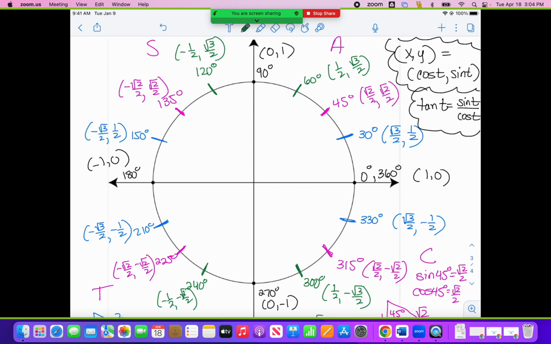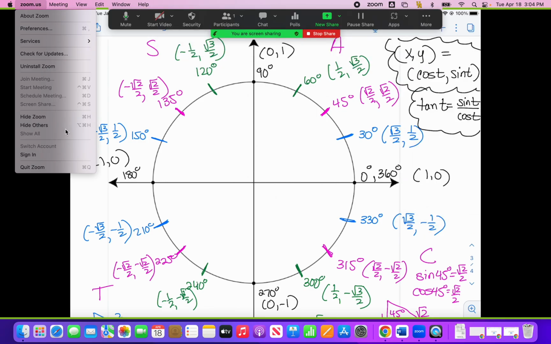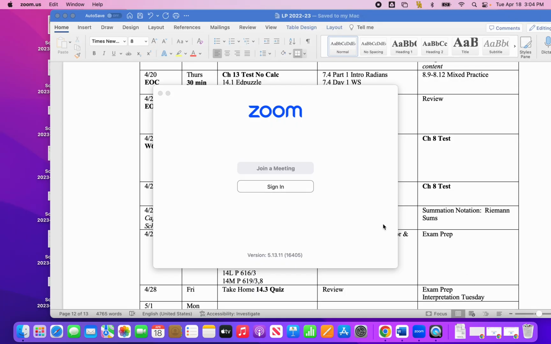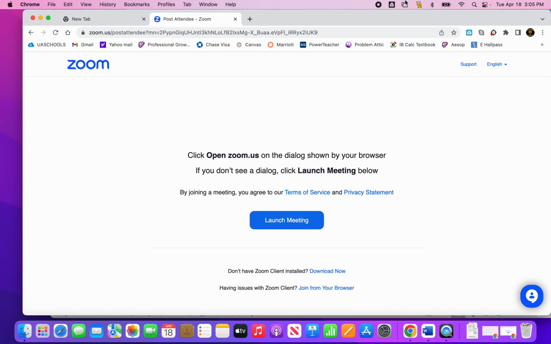So tomorrow we'll end up finishing this, and then the thing is on Thursday I want to move into 7-4, so I got to figure out what to do with that last one. Okay.